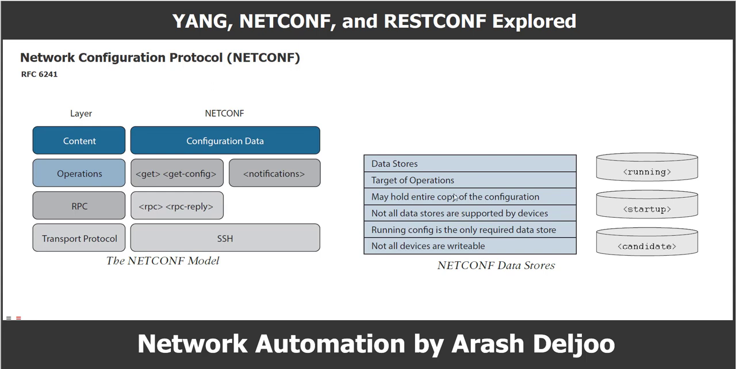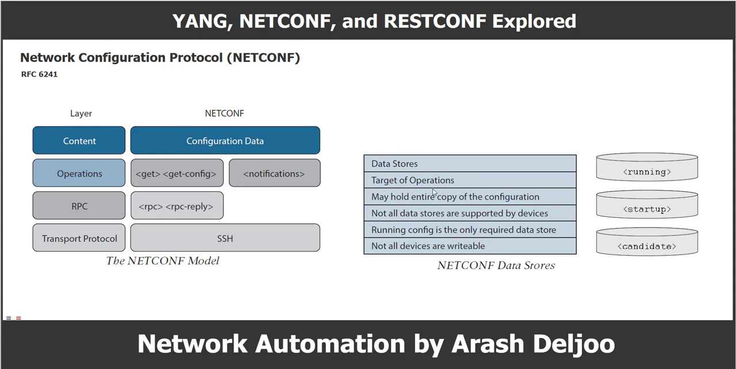This table lists some of the key points for the three NETCONF data stores: running, startup, and candidate. As you can see, in NETCONF, like the management information base in SNMP, we have three types of data stores: running, startup, and candidate. Data stores are the target of operations and may hold an entire copy of the configuration. Not all data stores are supported by devices. Running config is the only required data store, and not all devices are, for example, writable.